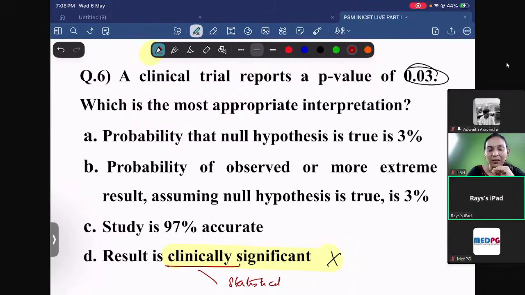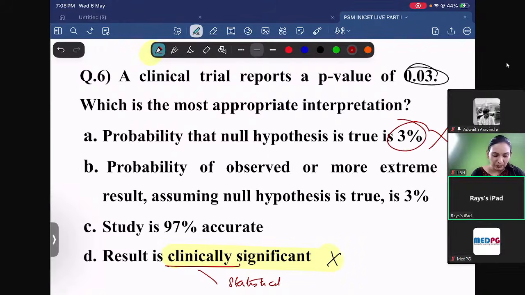You assume that the null hypothesis is true, and then we do the study. So if I say that the probability that the null hypothesis is true is 3%, that statement is wrong. Because when you calculate the p-value, you assume that your null hypothesis is 100% true. Then you do the study, you do the statistical test, you arrive at a p-value, and then you think about whether to accept or reject the null hypothesis. It is not related to this percentage. So the statement is wrong.